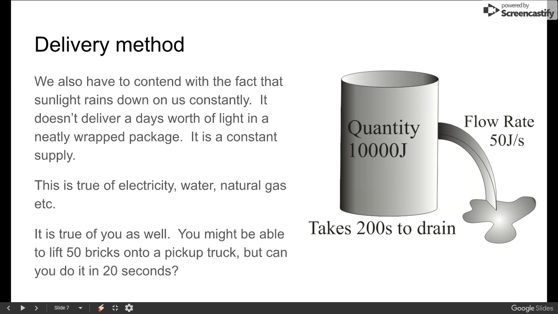Two athletes may do the same amount of work running on a track, but the one that did it faster had higher power. They were able to output their energy quicker. So a fire hose is more powerful than a garden hose because the fire hose can produce water faster than the garden hose can.